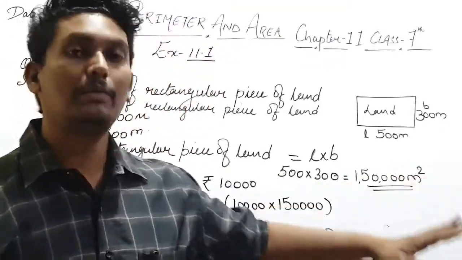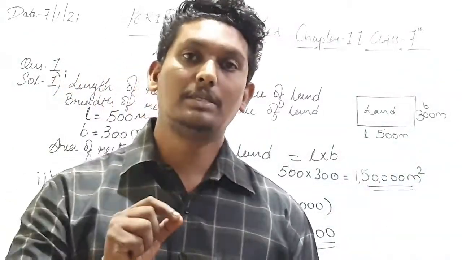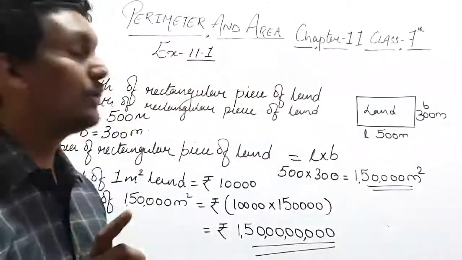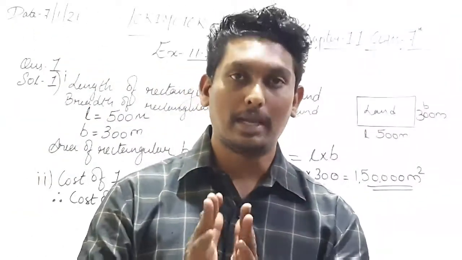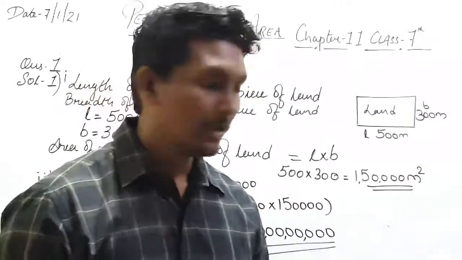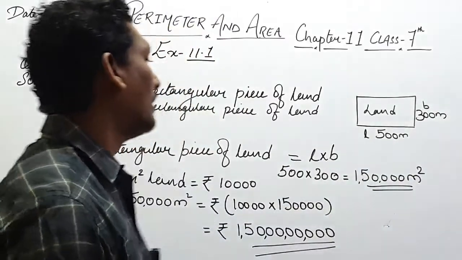Basically, when you are finding the area, the unit should be in square. That you have to keep in your mind, always in area only, not in perimeter, only in area. The units should be in square. So the unit is meter square. We have to write it here.